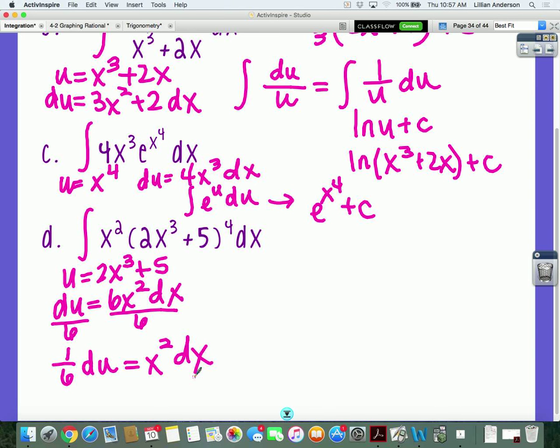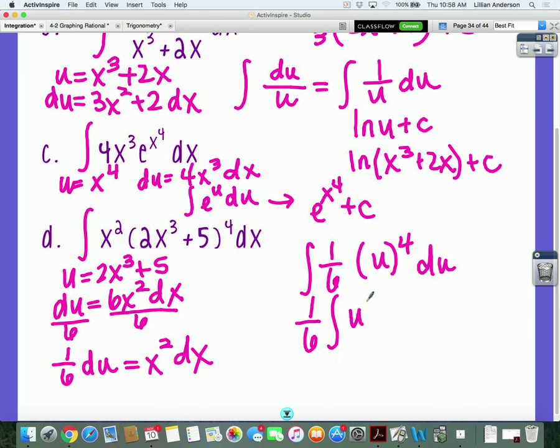So what does this look like? The x squared dx is going to turn to a 1/6 du. So I'm going to have the integral of 1/6 du, and then I'm going to have a u to the 4th power. So we take care of that 6, that was originally the derivative, the 6x squared, and it basically turns into a constant. What do we do to constants when we take the antiderivative? Well, I mean, in the sense of being multiplied to a function. Just move it out. Move it out. I'm lost too.